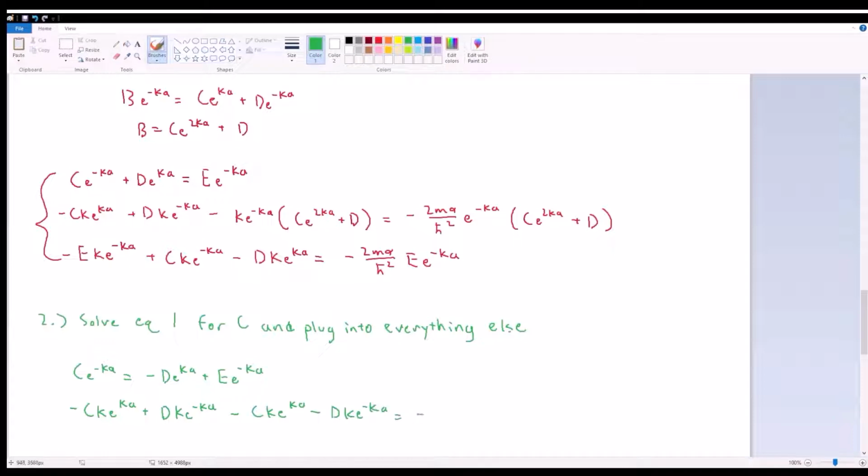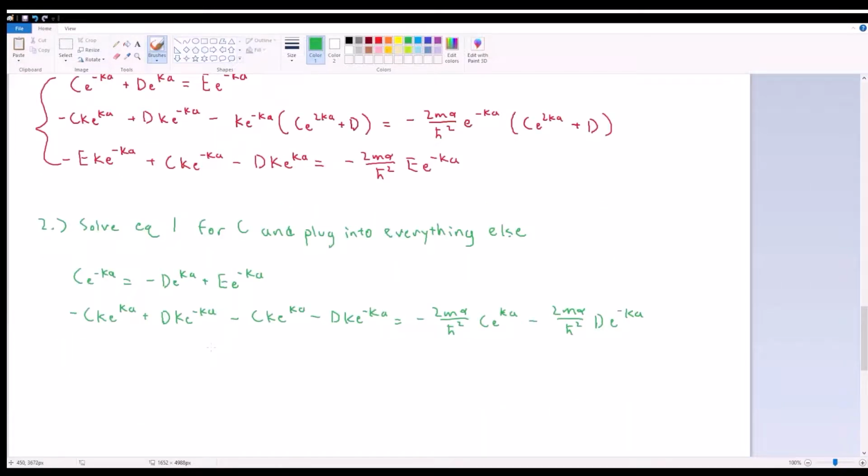And this is going to equal negative 2m alpha divided by h bar squared e to the negative K A, or sorry, I want to distribute this out. So if we're writing in the same format as we've done before, then C times e to the positive K A this time, because negative K A times positive 2K A, and then subtracted by 2m alpha divided by h bar squared D e to the negative K A. Okay, so that's this second equation fully expanded.